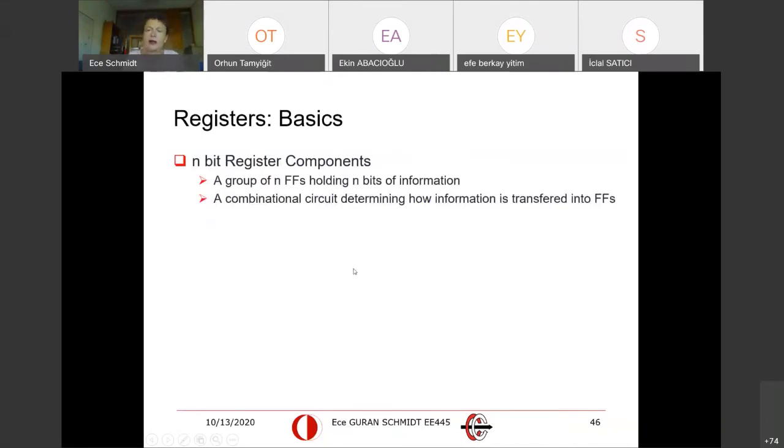Okay, then once we have the flip-flops, we built registers as sequential circuits. Now, I'm not talking about just the mathematical notation. So an n-bit register has n flip-flops with n bits of information. And it is augmented with a combinational circuit which determines the control. So what you do with this n bits of information is controlled by a combinational circuit.